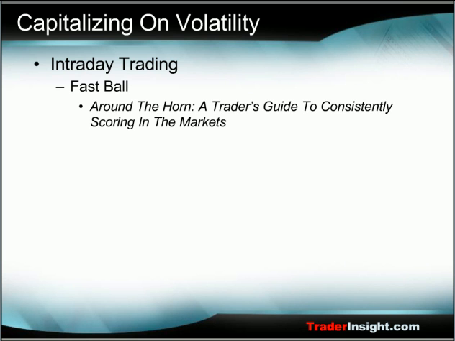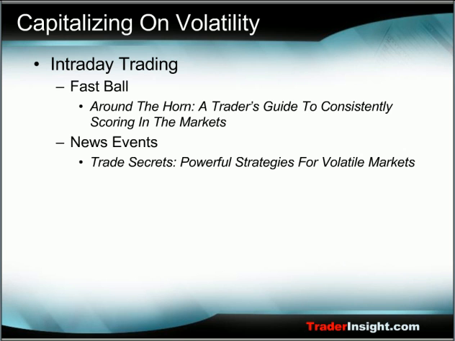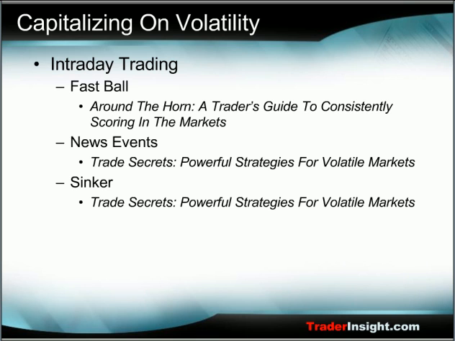It's in Around the Horn, a trader's guide to consistently scoring in the markets. It's on an intraday time frame. I trade it straight up. I trade it against news events, which is a strategy that I've talked about in Trade Secrets, and I trade it on high reversals. Sinker is a 52-week high reversal. It happens on a fastball setup.